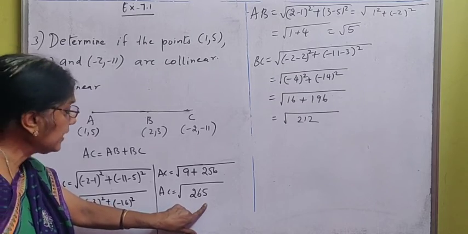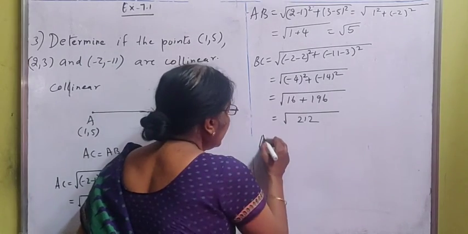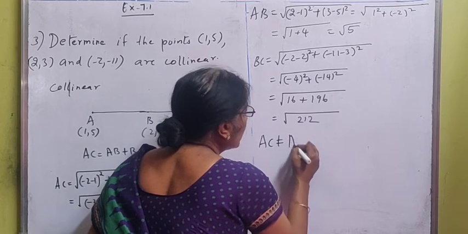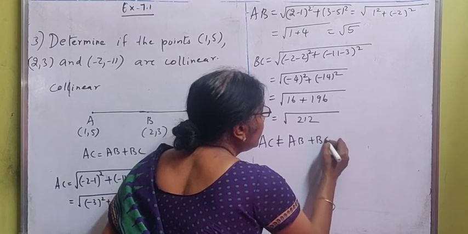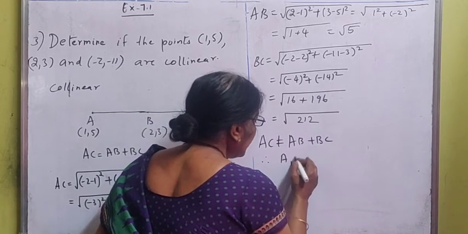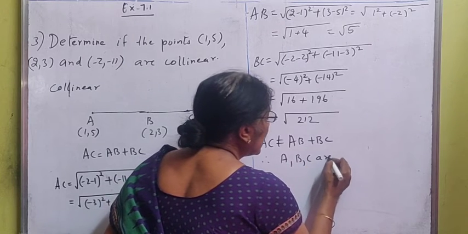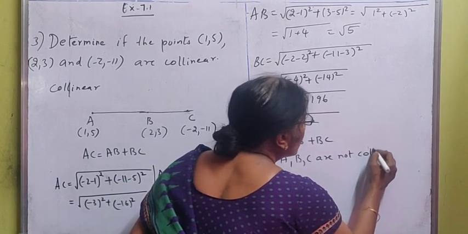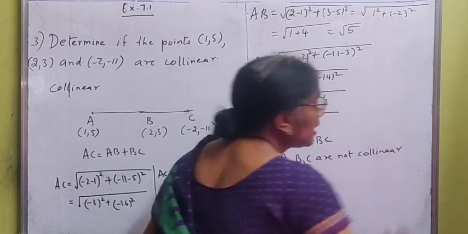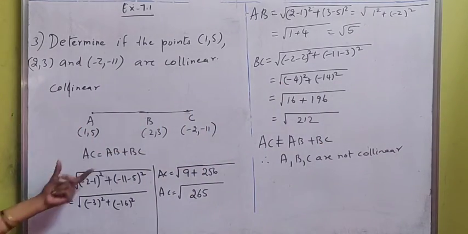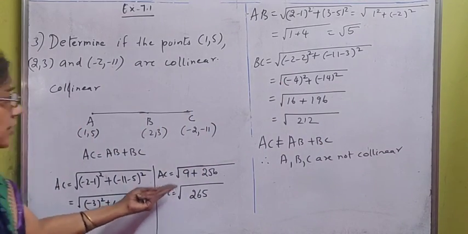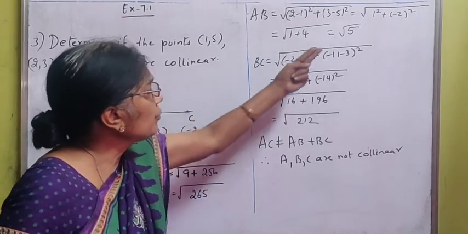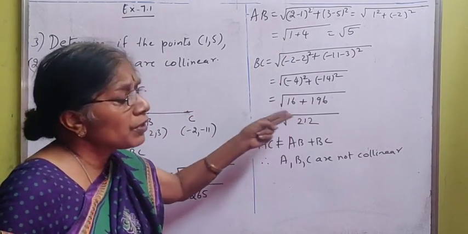So we can't show that AC is equal to AB plus BC. AC is not equal to AB plus BC. Therefore, A, B, C are not collinear. So we came to know the answer. AC is root 265, AB is root 5 and BC is root 212.